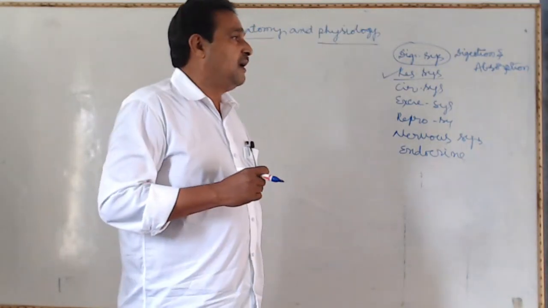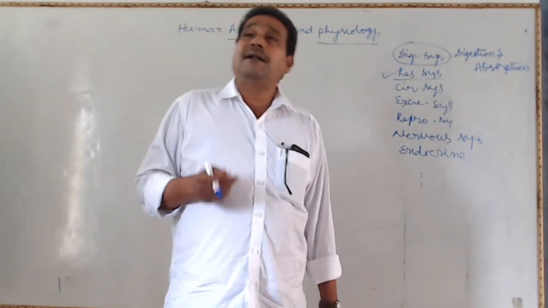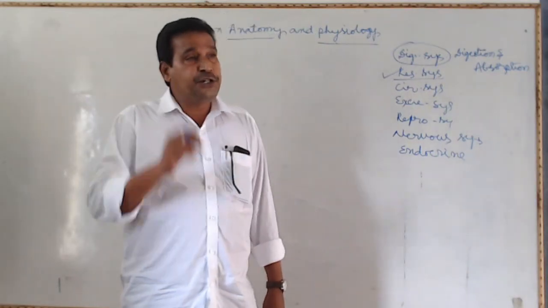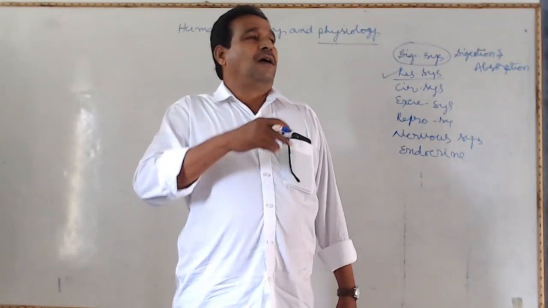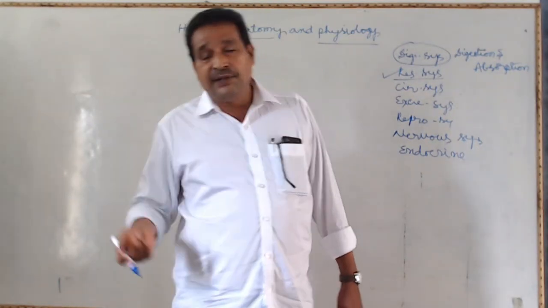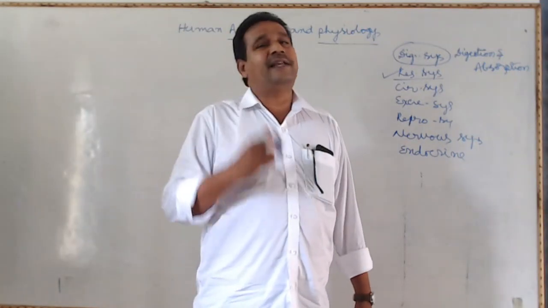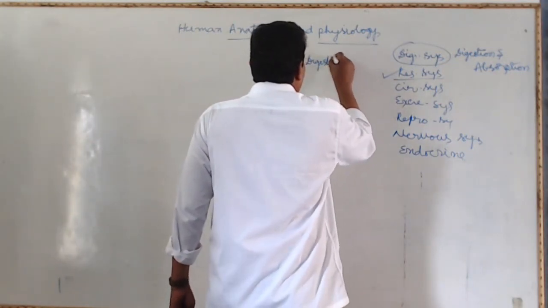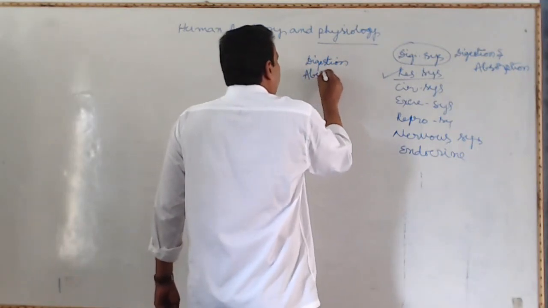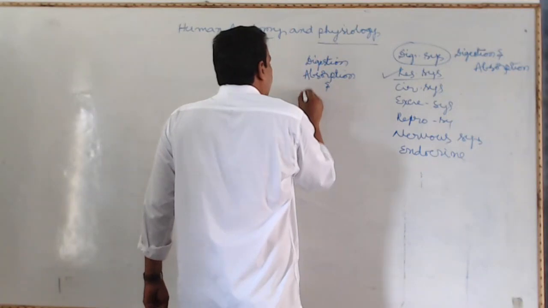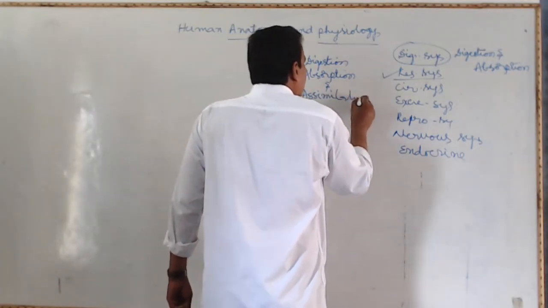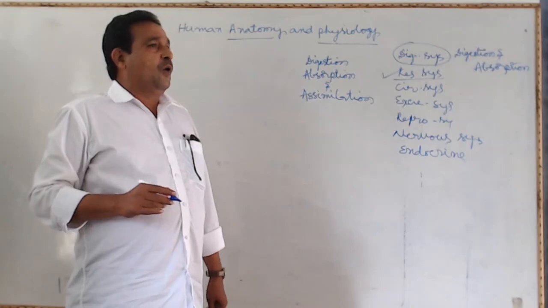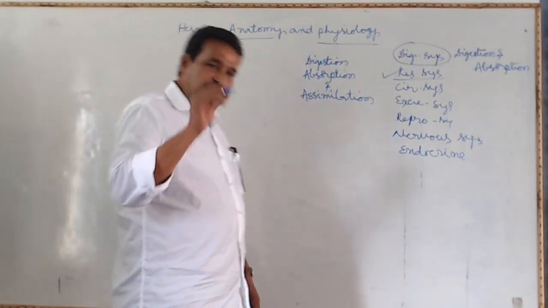These substances are absorbed into the blood and are transported through blood circulation to the tissues. At the tissues, these substances are assimilated. They enter the cells. That is called assimilation. So, through digestion, absorption and assimilation, through all these processes, we will not get energy. We obtain energy through respiration only.